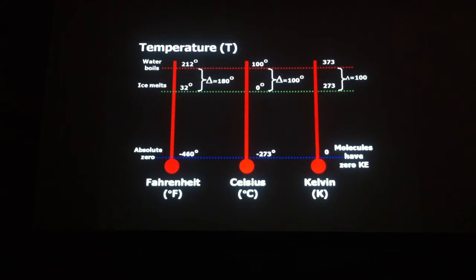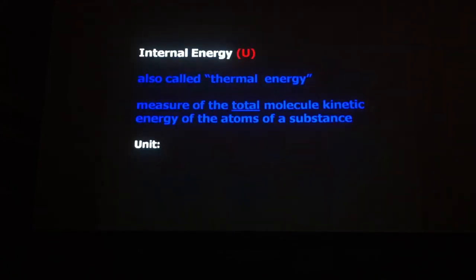All right, so temperature tells us about the average molecular kinetic energy of a substance. But sometimes we want to discuss the total molecular kinetic energy of the substance, and we call that internal energy. Internal energy is also known as thermal energy. Sometimes we call that heat, but it's different. And it's the measure of all of the molecular kinetic energy of the atoms of a substance. So if you take each of those molecules' energies and you add them all together, that is the internal energy.